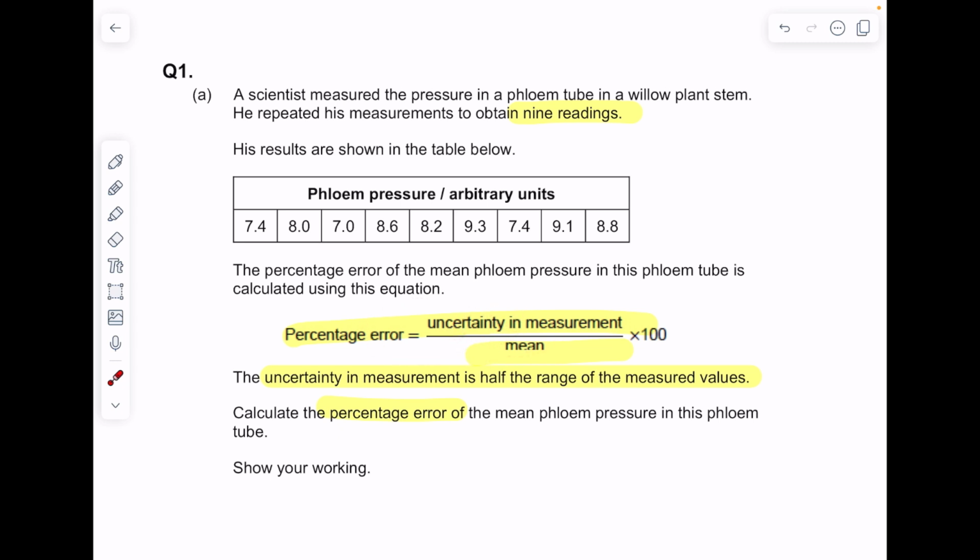Let's start by finding the uncertainty in the measurement, which we've been told is half the range of the measured values. So to find the range, we need to take the highest value and then take away the lowest value. So look along, it's going to be 7.0. So that means the range is 9.3 minus 7.0 equals 2.3. And then it says that it's half the range, so we need to divide that number by 2.